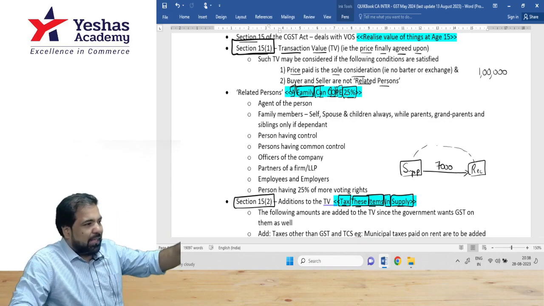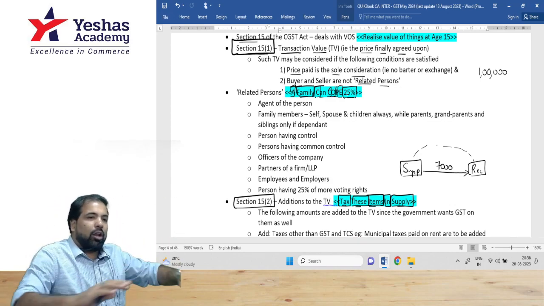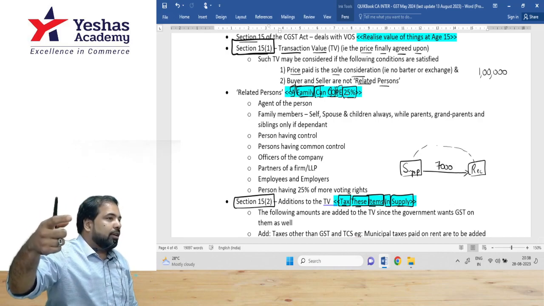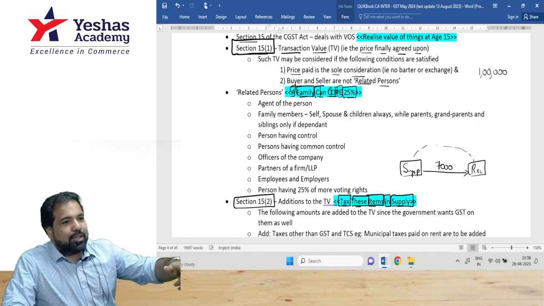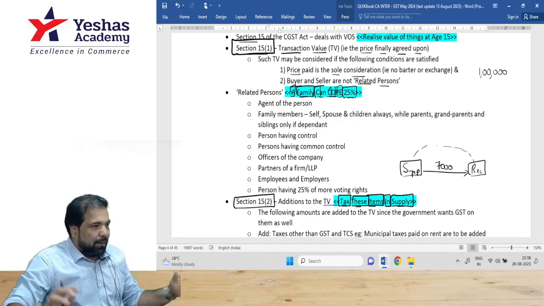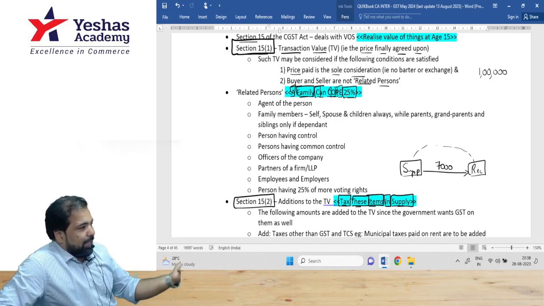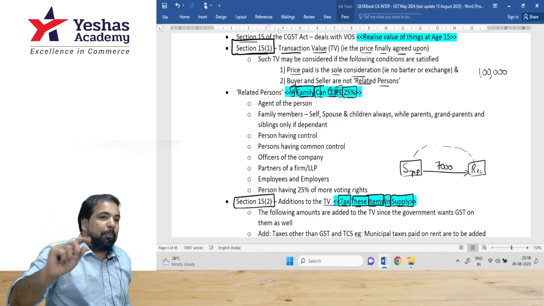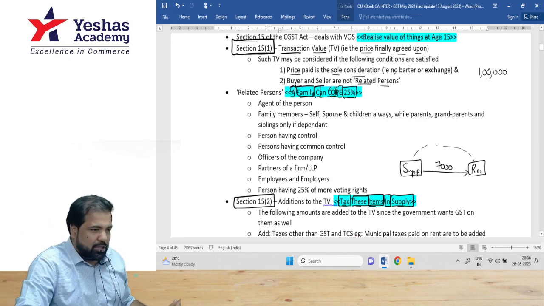And what is family, guys? Self, spouse, children, always. Your child is taller than you, still earns more than you, still, guys, doesn't matter. But your siblings, parents, grandparents, only if they are dependent. Dependent means, of course, financially dependent.